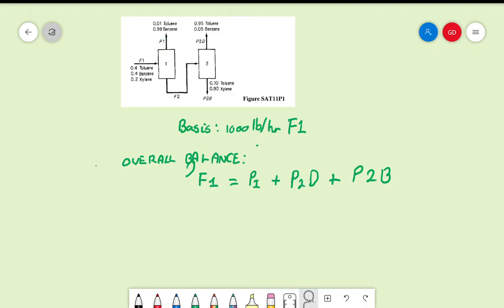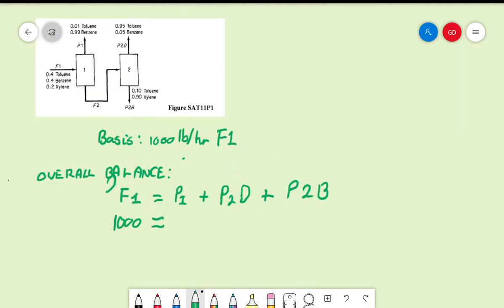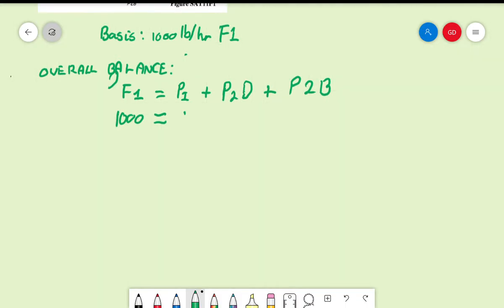The only variable in this equation that is known is F1, because it's 1,000 pounds per hour. So now we replace that: 1,000 equals P1 plus P2D plus P2B. So that's our first equation.